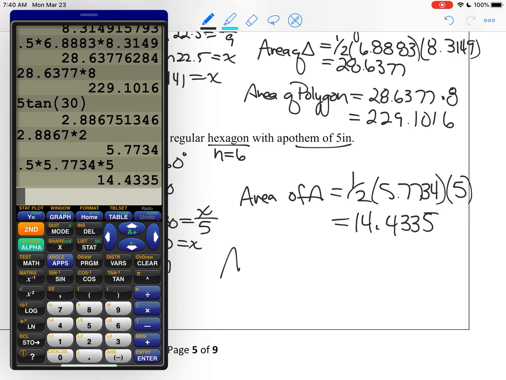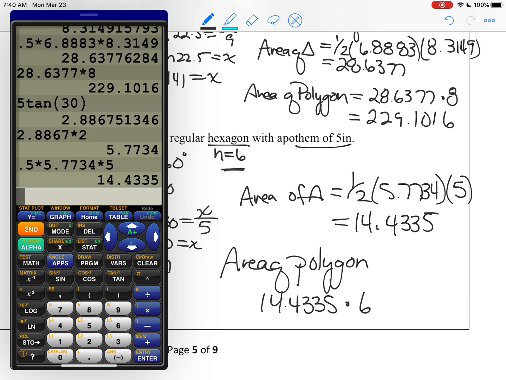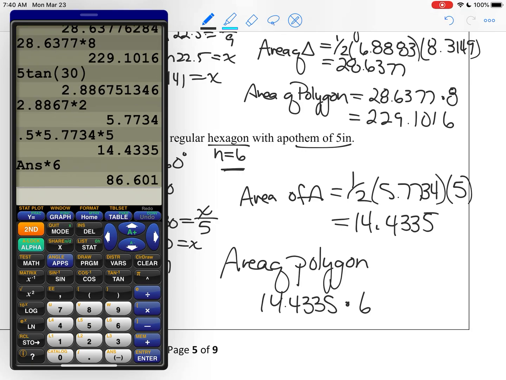And then the area of my polygon is the 14.4335 times the number of sides, which is 6. So times 6, and that gives me the area of 86.601. Alright, so that's how you find the area of a polygon. If you have any questions, please let me know.